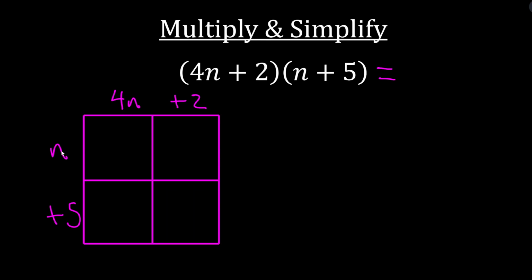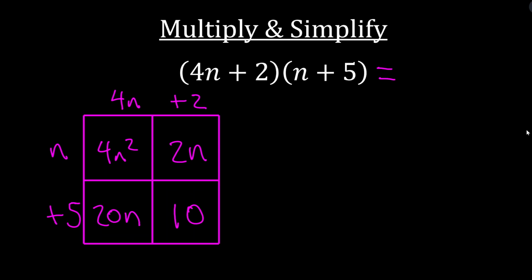So this is an n by 4n rectangle. n times 4n is 4n squared. This is a 2 by n rectangle, so its area is 2 times n. This is a 5 by 4n rectangle, so its area is, let's see, 5 times 4, that's 20, and the n's chilling out in front. And this is a 5 by 2 rectangle, so 10.